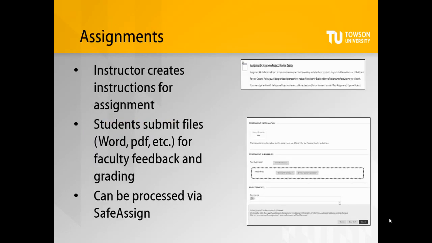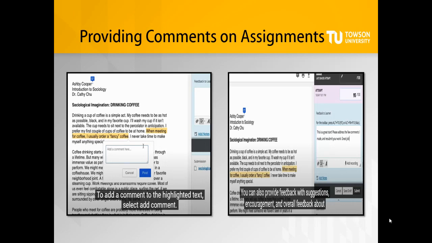To use the assignment tool, the instructor creates the instructions for the assignment. Students submit their work as Word, PDF, or PowerPoint files. Faculty can provide feedback using grading rubrics and/or by writing comments. In addition, the assignment tool allows student work to be processed through SafeAssign to assess academic integrity. These pictures illustrate the tools available in Blackboard to draw on, highlight, and/or add typed comments on a submitted assignment.